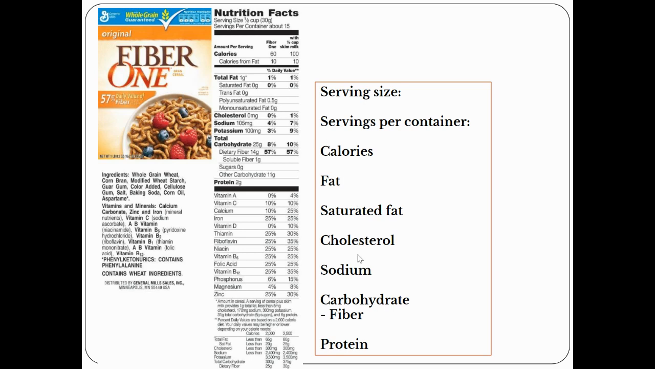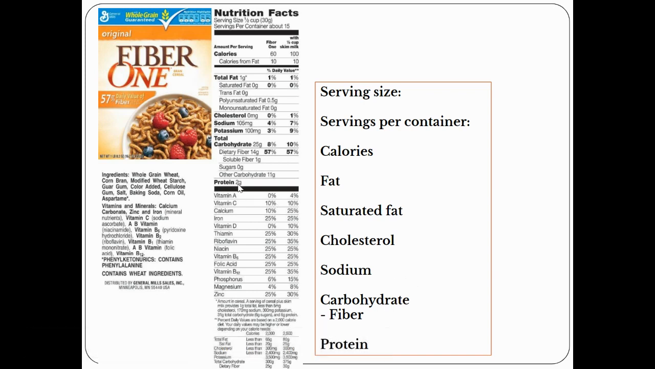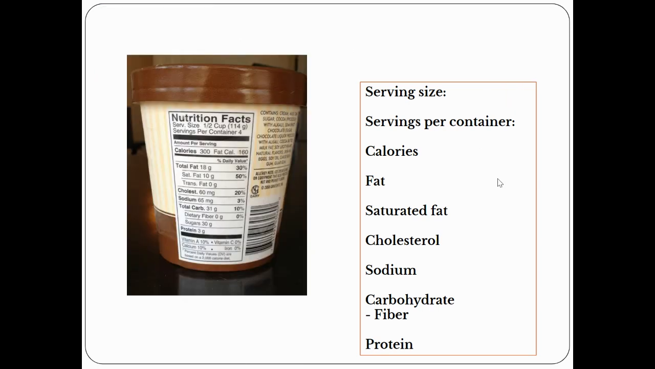Go down, we'll pick protein. How many grams of protein in one serving? Be 2 grams. How many grams of protein in 3 servings? We'd take 2 grams times 3, it would be 6. If I asked you how many grams of protein are in the entire container, you would say 2 grams times 15. So in this entire box of cereal, there's 30 grams of protein.